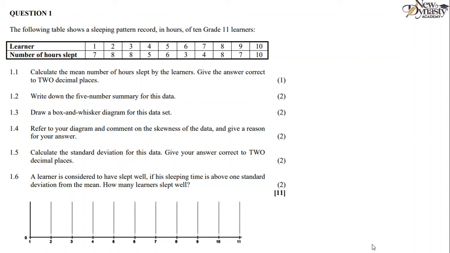Now, the first question here says the following table shows a sleeping pattern record in hours of 10 grade 11 learners. So we are given the table there, which shows the number of learners and the number of hours slept by those learners. So the first question says calculate the mean number of hours slept by learners and give your answer correct to decimal places.